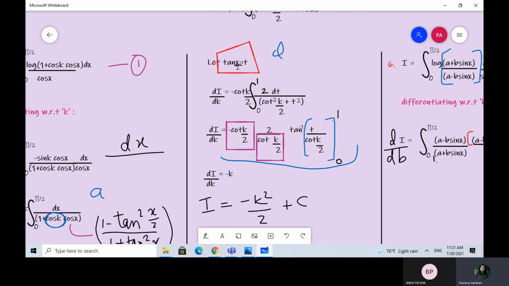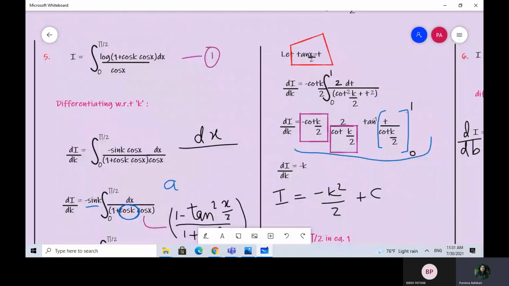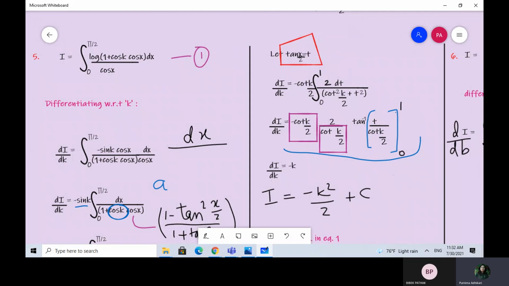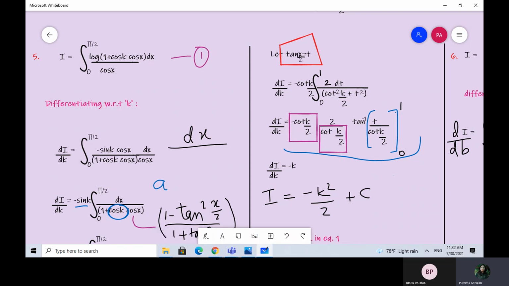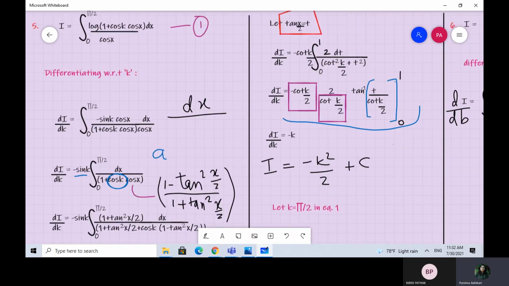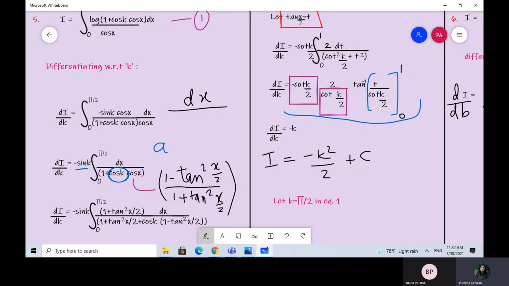Now the next step you know. We have dI over dk, so we have to integrate again and evaluate the constant of integration. How to evaluate the constant of integration? Use this and tell me what your substitution for k will be. My final question. Yes, very good. K equals pi by 2. If we take k as pi by 2, your I becomes 0, right? So what is C? What is C in this case?